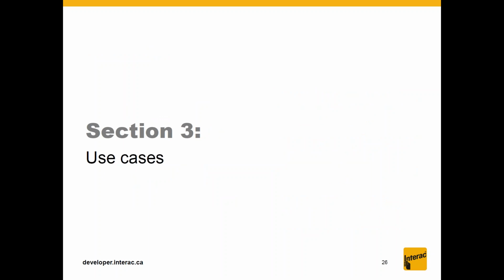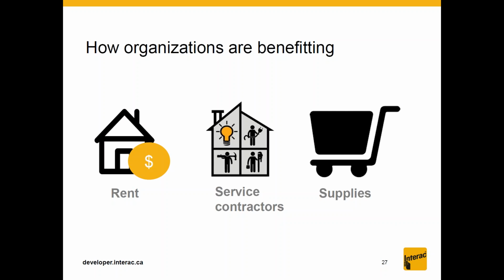In this third section, I'll just briefly cover a few use cases that these new features allow businesses to use. First of all, rent. Many landlords now collect rent using Interac e-Transfer. With auto deposit, the landlord can register their email address to streamline the process. Compared to writing checks, it's much more convenient, and e-transfers don't bounce.